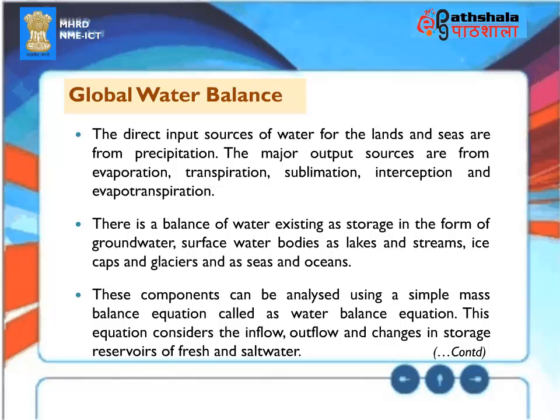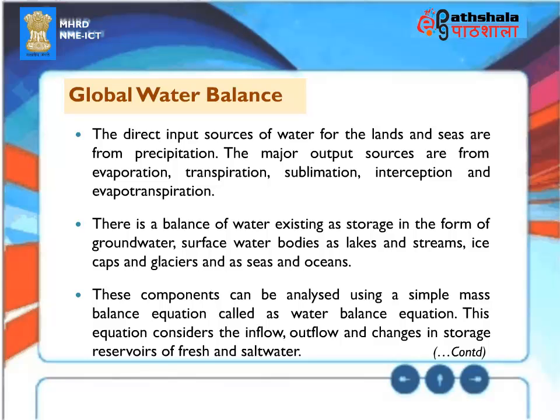Global water balance. The direct input source of water for the lands and seas is precipitation. The major output sources are evaporation, transpiration, sublimation, interception, and evapotranspiration. There is a balance of water existing as storage in the form of groundwater, surface water bodies such as lakes and streams, ice caps and glaciers, and seas and oceans.